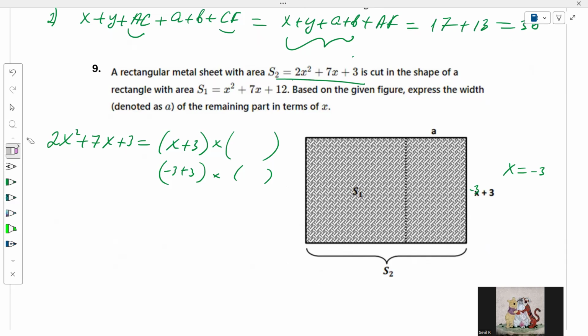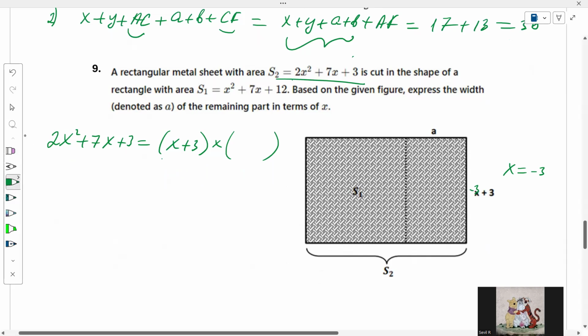I'm just telling it as additional information. When you have a factor, you just write x equals the opposite of this number, negative 3, and plug it here if there is some unknown. But right now, it's not about that. All right, what's it about?